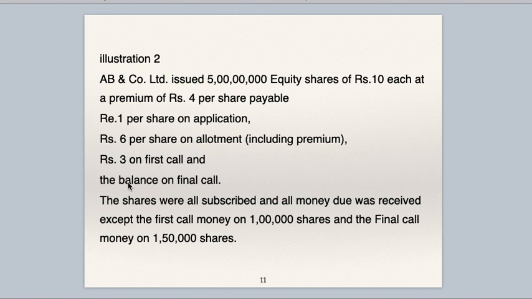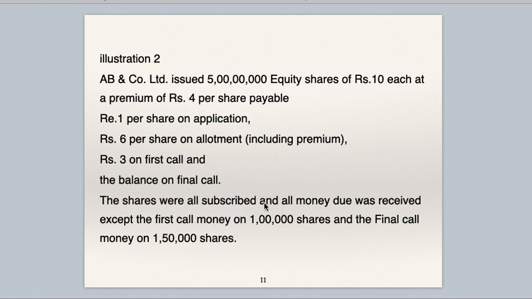3 on first call and balance on final call. 10 plus 4 is 14. If you add these 3, 6, 1 and 3, you will get 10. Balance on final call. So 10 plus 4 minus these 6 plus 1 plus 3. So 14 minus 10, balance is 4. 4 they are expecting on final call.